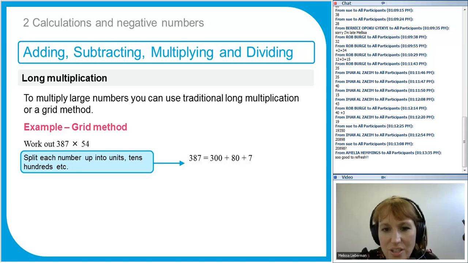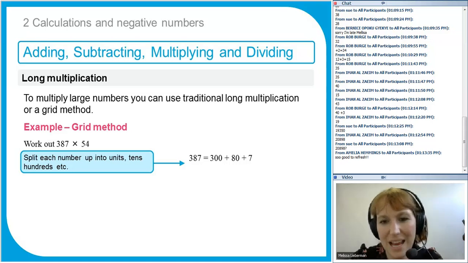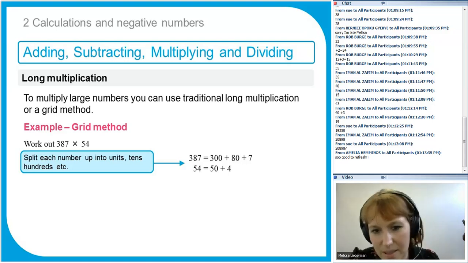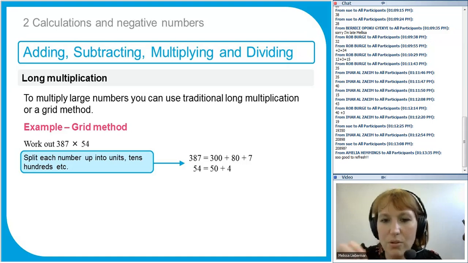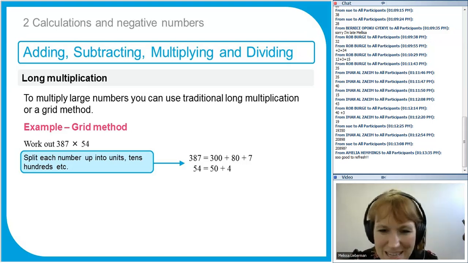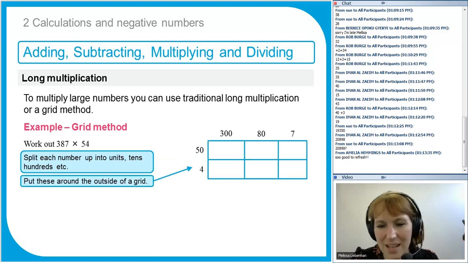So 387 is 300 plus 80 plus 7. 54 is 50 and 4. And then what we're going to do is we're going to multiply every number in the 387 by every number in the 50 and the 4. So we're going to do 300 times 50, 300 times 4, 80 times 50, 80 times 4, 7 times 50, 7 times 4, we get 6 different numbers, we add them all together. Now that sounds a little bit complicated, but we just put it in a grid and it makes it really easy, like this. Okay, so there's our grid.